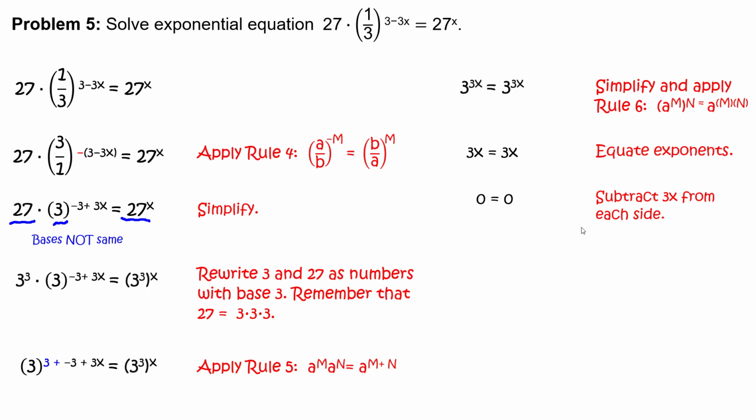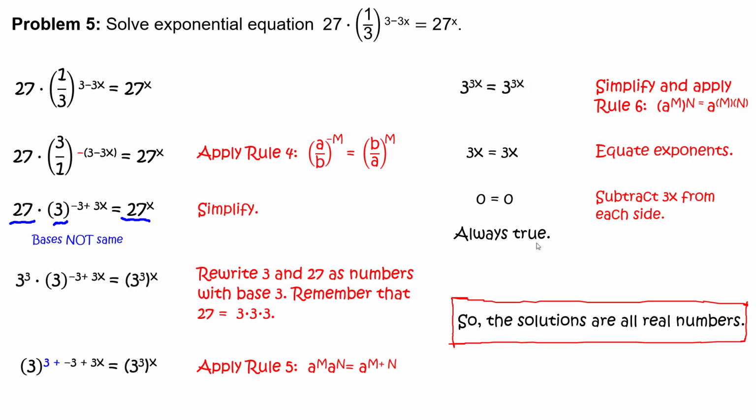This is a special case. It can happen anytime you're solving an equation. What happens is all the variable terms fall out and you're just left with a number statement. At this point, you have to evaluate whether that number statement is always true or always false. 0 is always equal to 0, so this is always true, which means that the solutions are all real numbers. It means that any value you plug in for x is going to make the equation true. So the solutions are all real numbers.